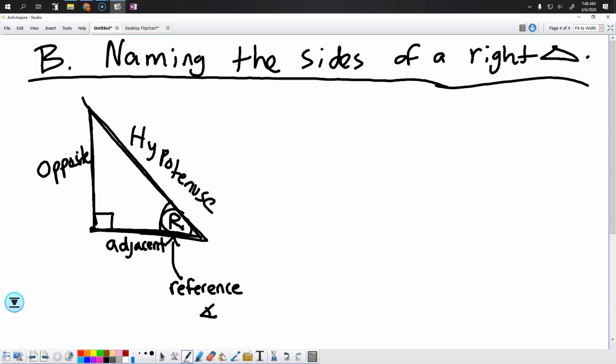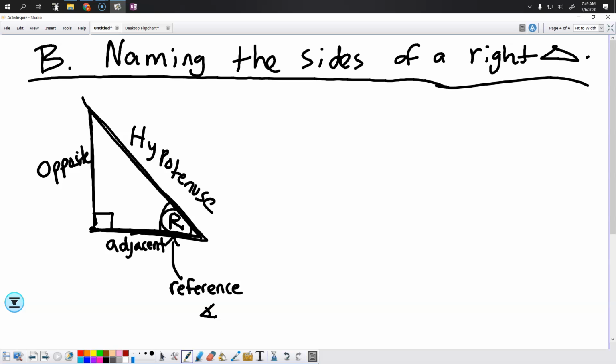Now somebody might say, well, wait a minute, isn't the hypotenuse also adjacent? Yeah, but he already has a name. That's the hypotenuse. So the adjacent side is the one that's next to the reference angle that's not the hypotenuse. Okay? So that's how we're going to name the 3 sides: opposite, adjacent, and hypotenuse.